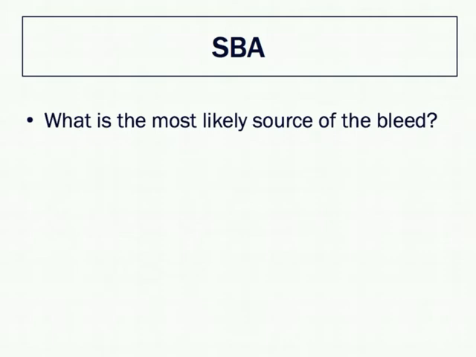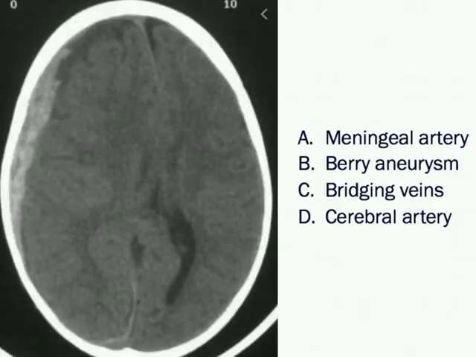I want you to have a look at the image on the next slide and tell me where you think the bleeding is most likely to be coming from. Is it coming from A, the meningeal artery, B, a berry aneurysm, C, bridging veins, or D, the cerebral artery? Pause the video to give yourself some time to think.